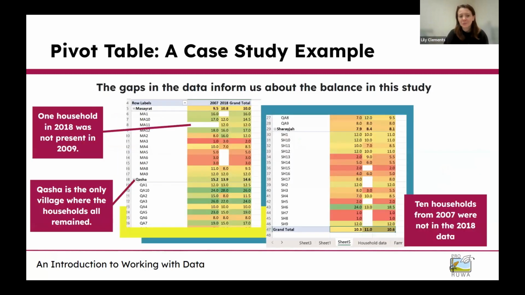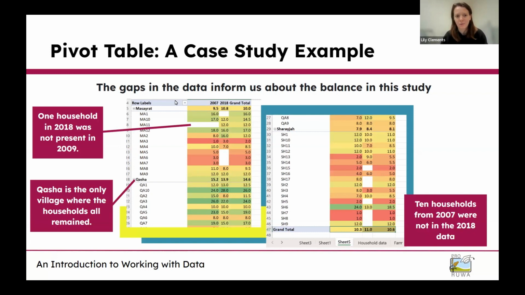So as we said, the gaps in the data inform us about the balance in the study. So we firstly see that in 2018, one household was not present. That was in 2018, they were not present in 2007. We also see that Keisha is the only village where all households remained for both years, and that 10 households from 2007 were not in the 2018 data.